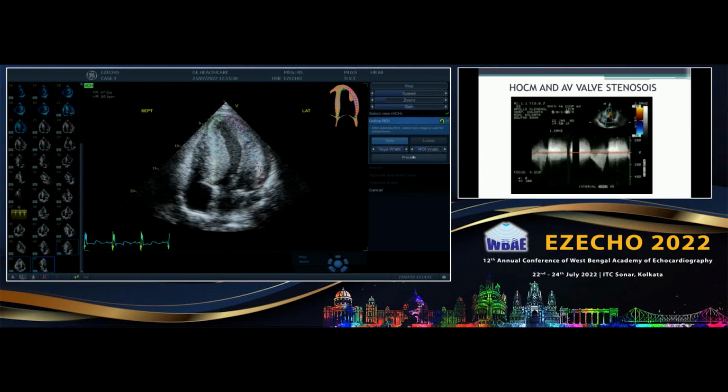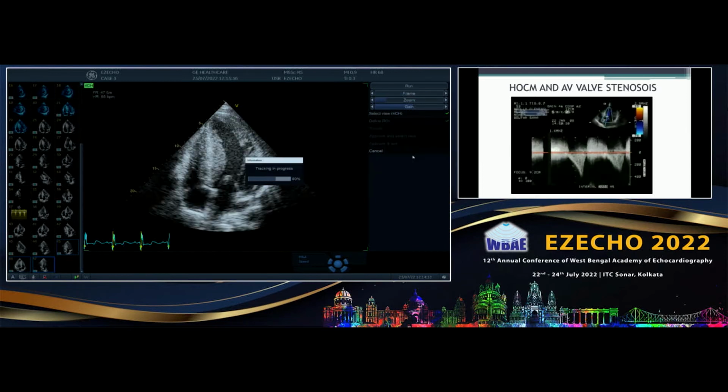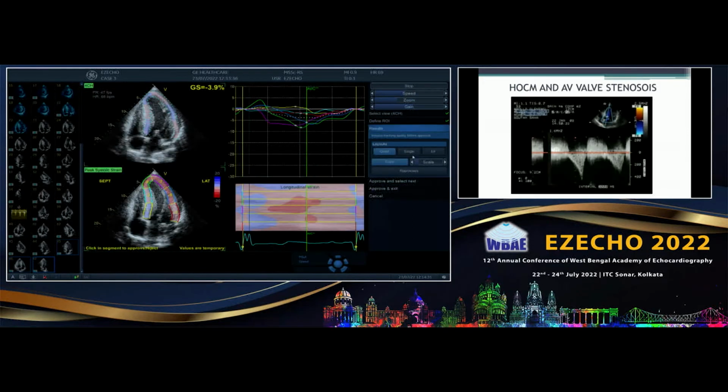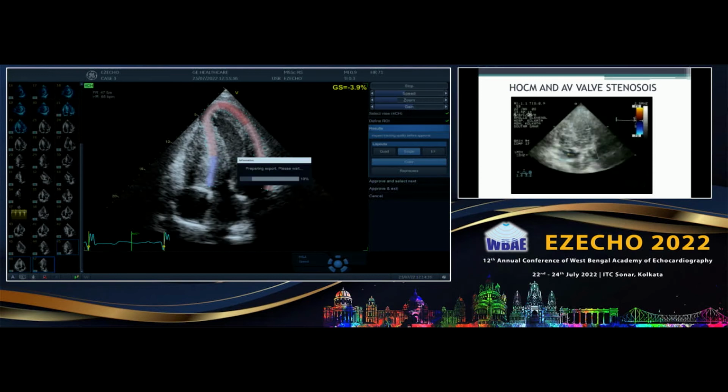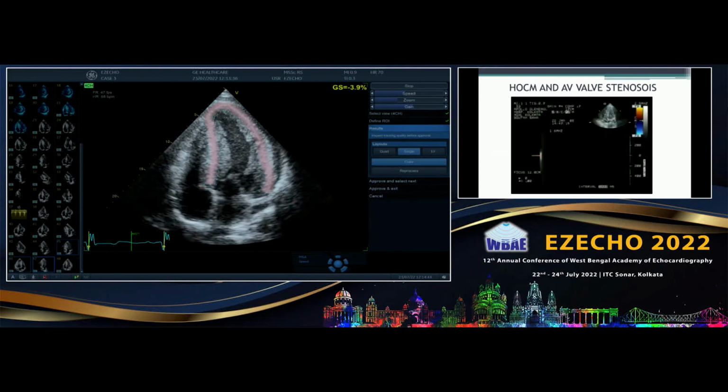So you get that apical cherry on top, correct? Secondly, if there is an apical aneurysm, then the apex looks blue rather than red, telling you that there is an apical aneurysm. Okay, so that is how the strain maps can help you.